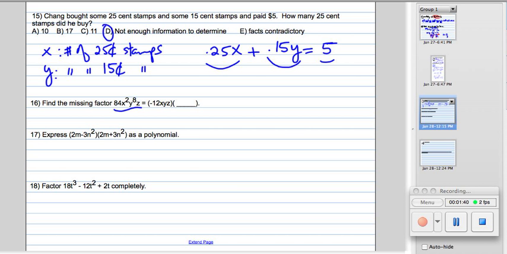So that's D. In number 16, we have to find the missing factor. So in other words, we want to know negative 12 times what will give us 84. Okay. So we can either divide 84 by negative 12, or you just might know right off the top of your head that that's 7, but it's negative 7 because negative times negative is positive.